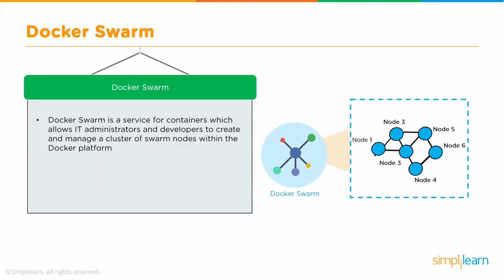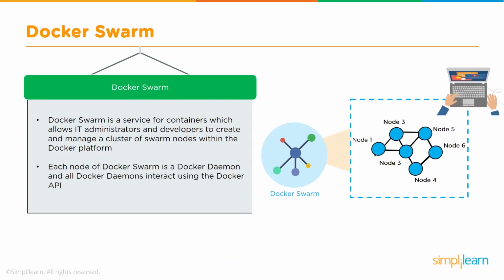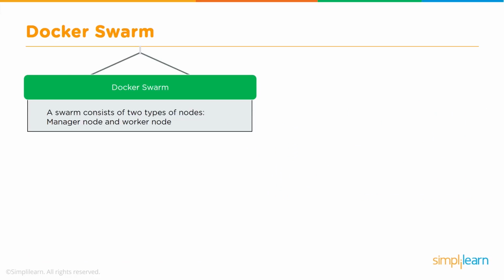So let's now look at Docker Swarm. Docker Swarm is a service that allows you to control multiple Docker environments within a single platform. Within your Docker Swarm, we're treating each node as a Docker daemon, and we're having an API that's interacting with each of those nodes. There are two types of node that you're going to be getting comfortable working with. One is the manager node, and the second is the worker node.